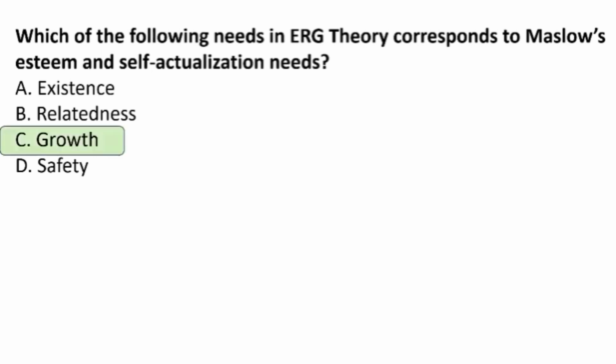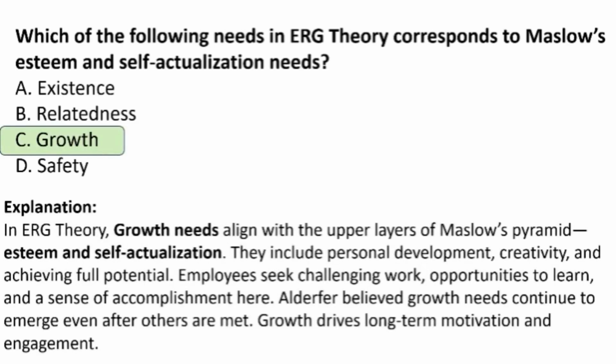All right. So the right answer is option C, the growth. In ERG theory, growth needs align with the upper layers of Maslow's pyramid or hierarchy, esteem and self-actualization. ERG theory needs to be aligned with that. They include personal development, creativity, and achieving full potential.